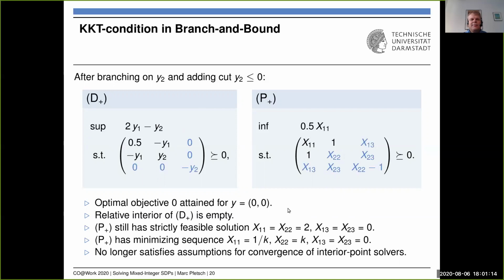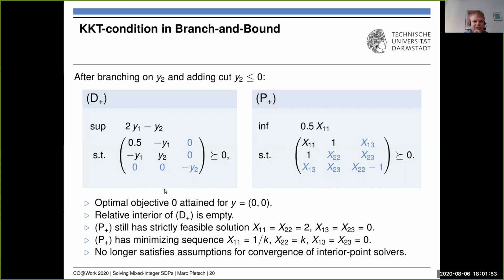And here the optimal objective is actually 0, and it's attained for the dual by y being equal to the 0 vector. Unfortunately, the relative interior of D plus is empty, so it does not have an interior, and there do not exist any values of y1 and y2 being equal to 0, of course, that is positive definite. So we are losing this strict feasibility.